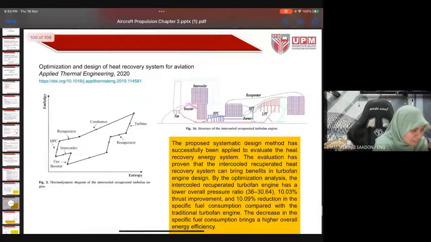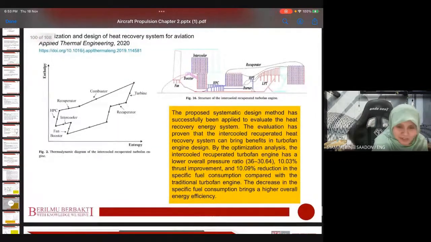And then this one is from the paper that I shared with you about the heat recovery system. I think you have already seen and read this one. This is by adding a recuperator and intercooler, an intercooled recuperated turbofan engine. You have the thermodynamic diagram here, enthalpy versus entropy.